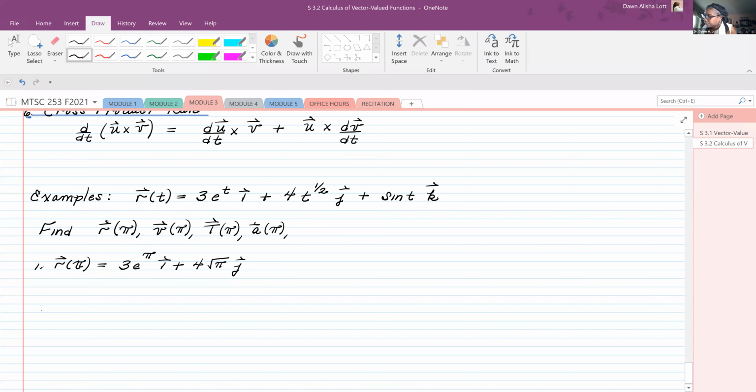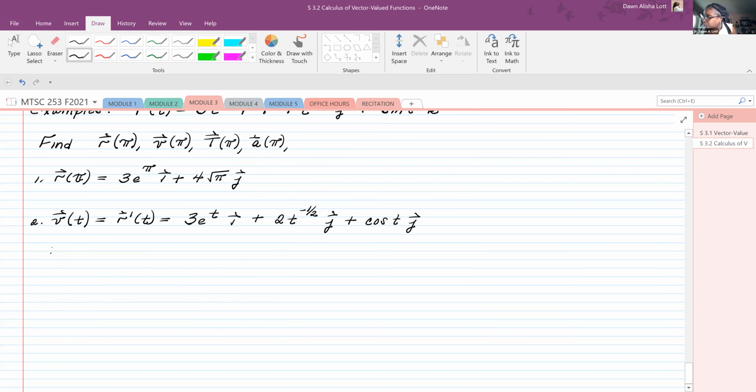Okay. v at t is equal to r prime of t. So that is 3 e to the t i plus 2 t to the negative 1/2 j plus cosine of t k. So therefore, what is v at pi?